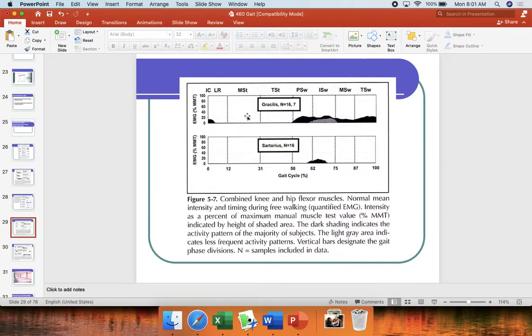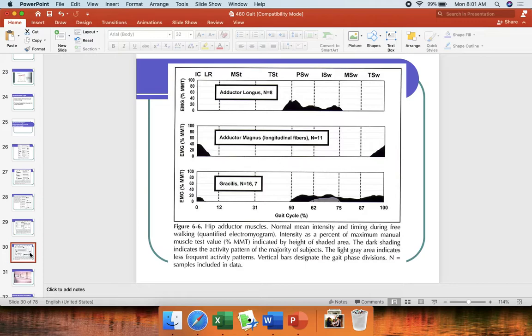So these are the muscles that are our hip and knee flexors. So this is that gracilis and sartorius. We just looked at these, but you can see them at a closer angle here. I'm going to move on to the next one.